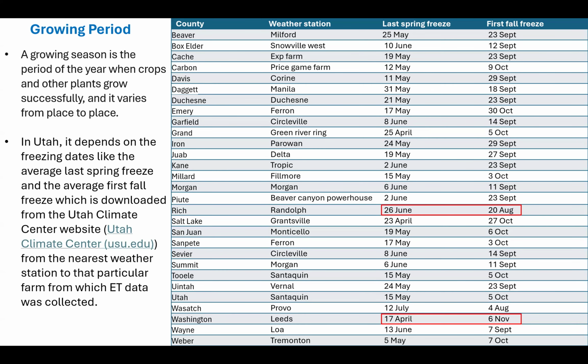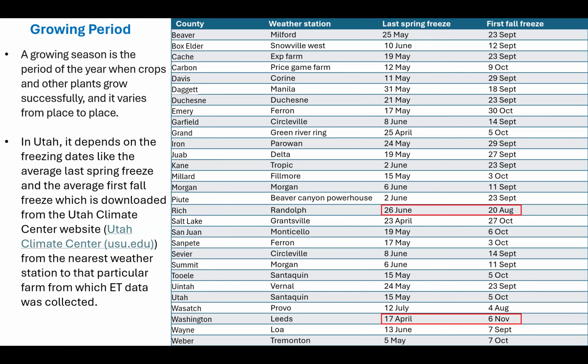Based on that information, we need to determine the growing period, and we all know what exactly the growing period is. The growing season is just the period when a crop is grown and is actually using evapotranspiration for its growth. We already know the exact tool from which we extracted the data. From each county or each farm where I collected data, I looked for the nearest weather station and listed all of them, and looked at the last spring freeze and the first fall freeze.